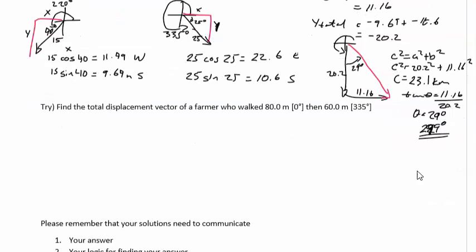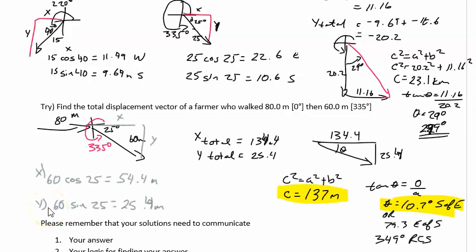Okay, give this last one a try and let me know how you do. So breaking apart that vector into its components, adding all the x's and all the y's together to make your new triangle, using Pythagorean theorem to find the magnitude, and using the tangent ratio to find the angle, should get you 137 meters and 10.7 degrees south of east.